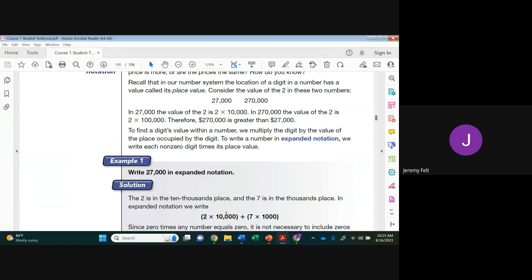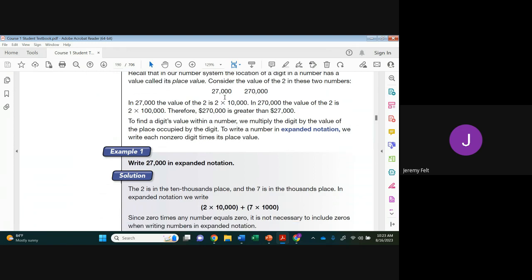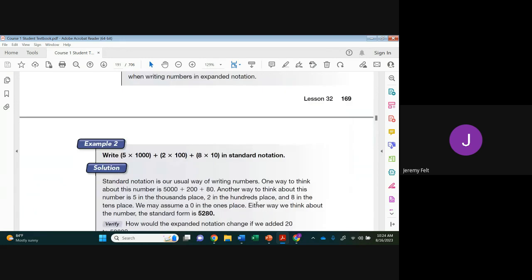So as we look down here, the way we would write 27,000, the same one as example 1, 2 times 10,000, put that in parentheses, plus 7 times 1,000. Again, we don't need to include anything for our zeros, because if we then perform this and simplify this equation, we'd get 20,000 plus 7,000, which is 27,000. So we're not changing the value, we're just writing it in a new form.